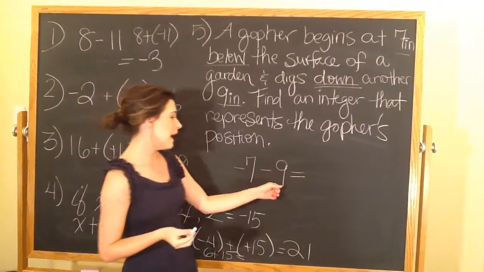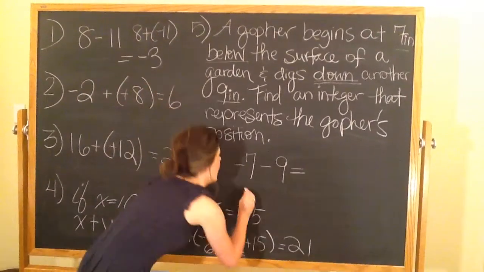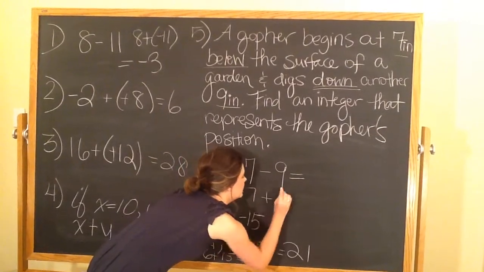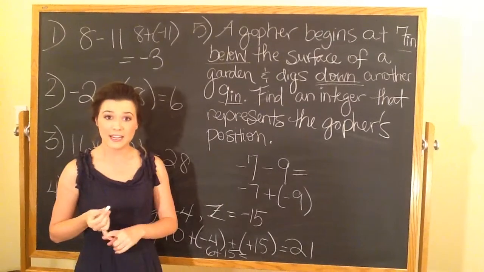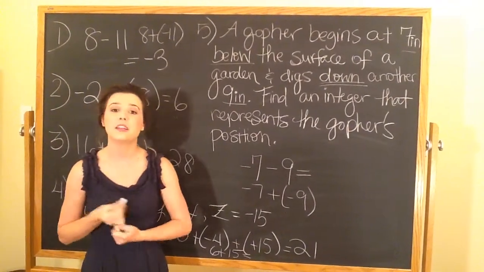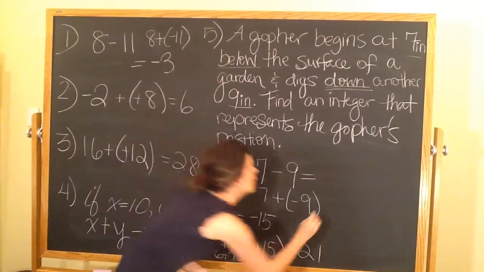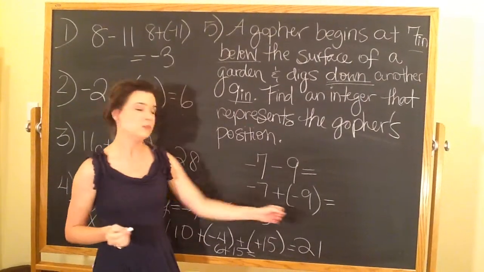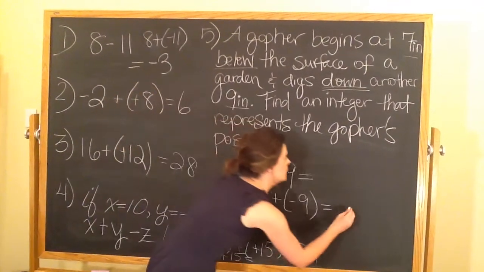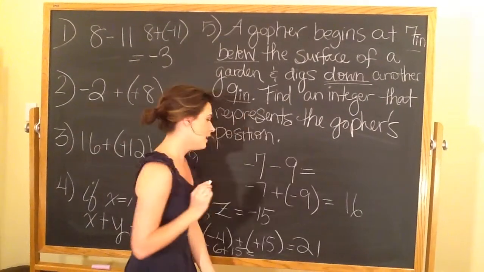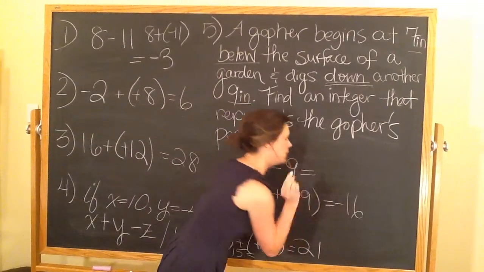Now let's use our tricks to solve this. Instead of subtracting a number, we can add its inverse. So now we can use the rules of adding integers like we did in the last lesson. When we're adding two negative numbers, remember you just add them and you keep your negative sign. So 7 plus 9 gives us 16, and then we keep our negative, so the answer is -16.